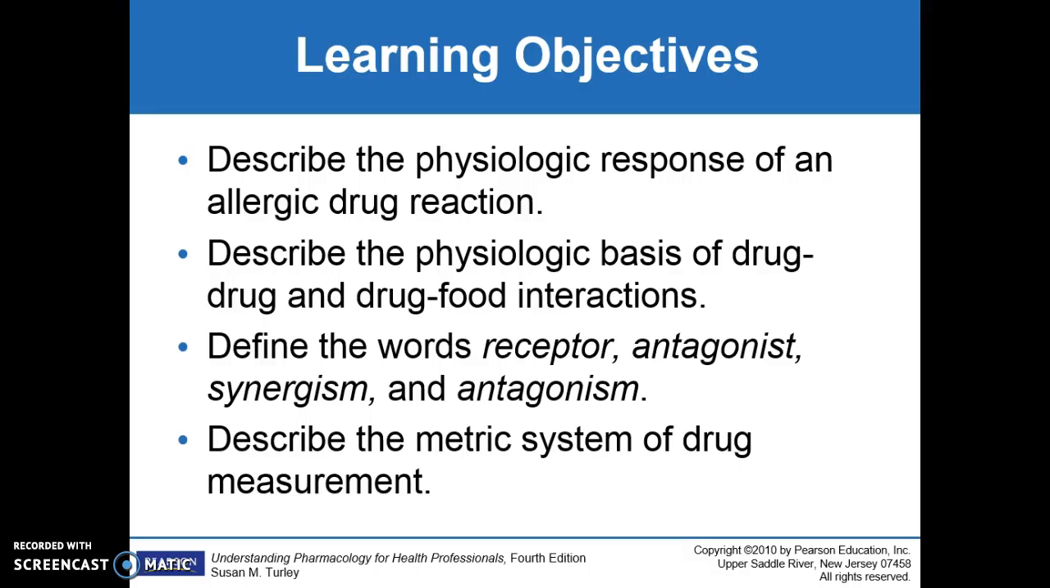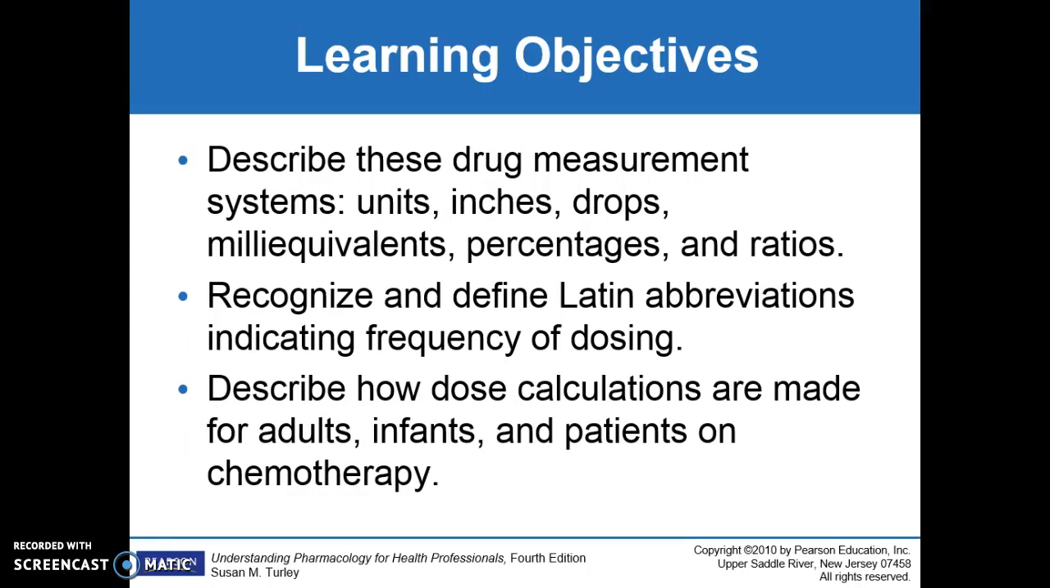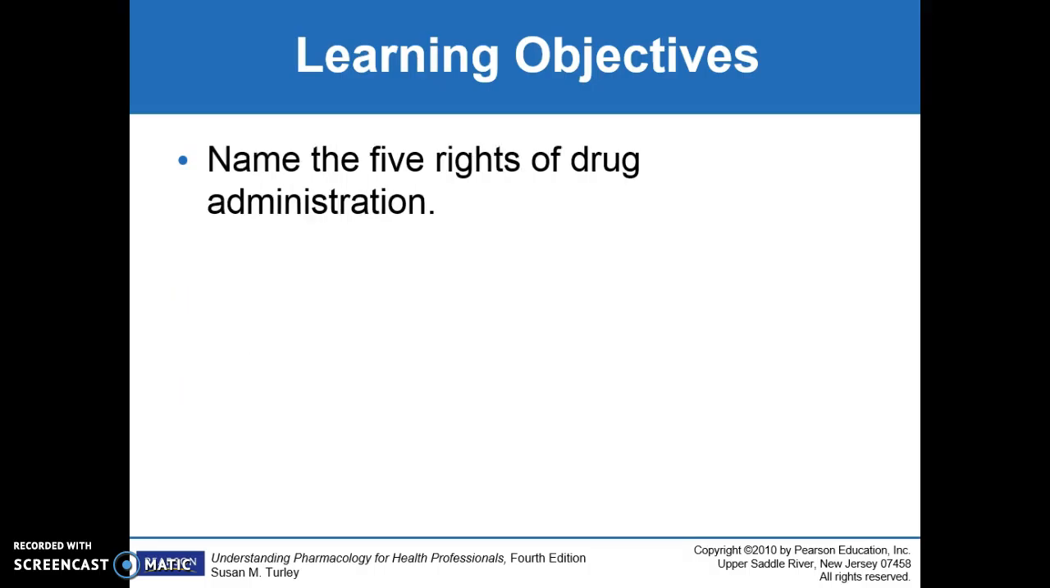Then you're also going to be looking at how we measure drugs. So the metric system is one of the units of measurements. Then also things like units, milliequivalents, things like that, as well as some of the abbreviations for some of those things. Then we're also going to look at drug dosing for adults, infants, and patients that are on chemotherapy. And then the last thing you're going to look at is the 5 rights of drug administration. So again, there's a ton of different topics in here. So let's just look at a couple things that I want to make sure to point out to you.